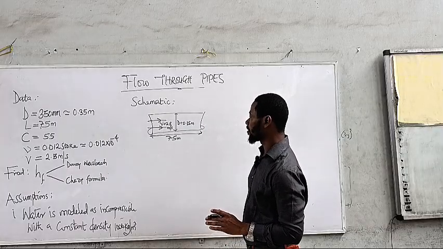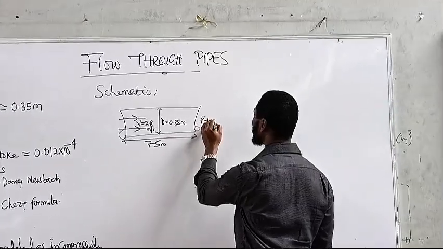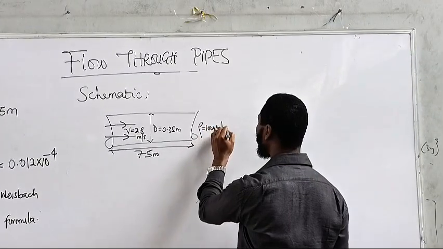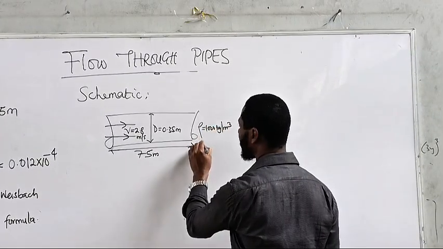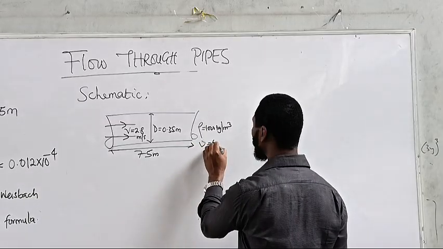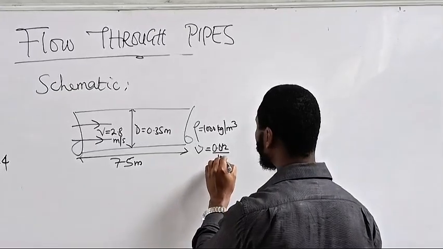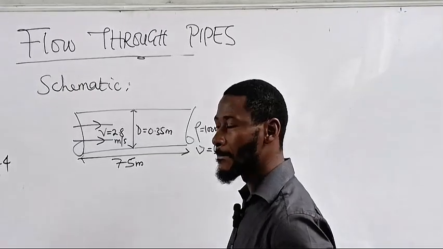So we are done with the schematic. Then also density, 1000 kilogram per meter cube. Then kinematic viscosity, which is taken as 0.012 over 10 raised to the power of 4.